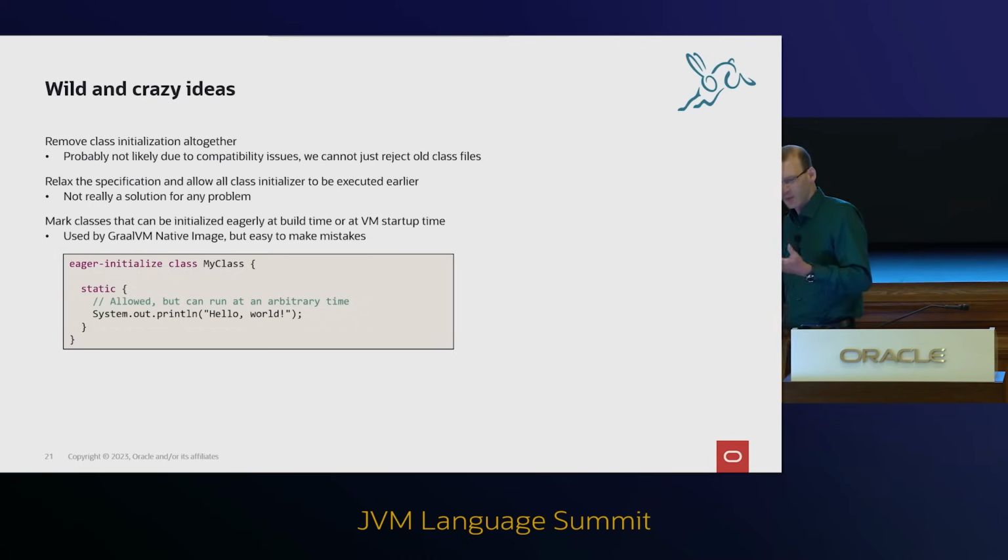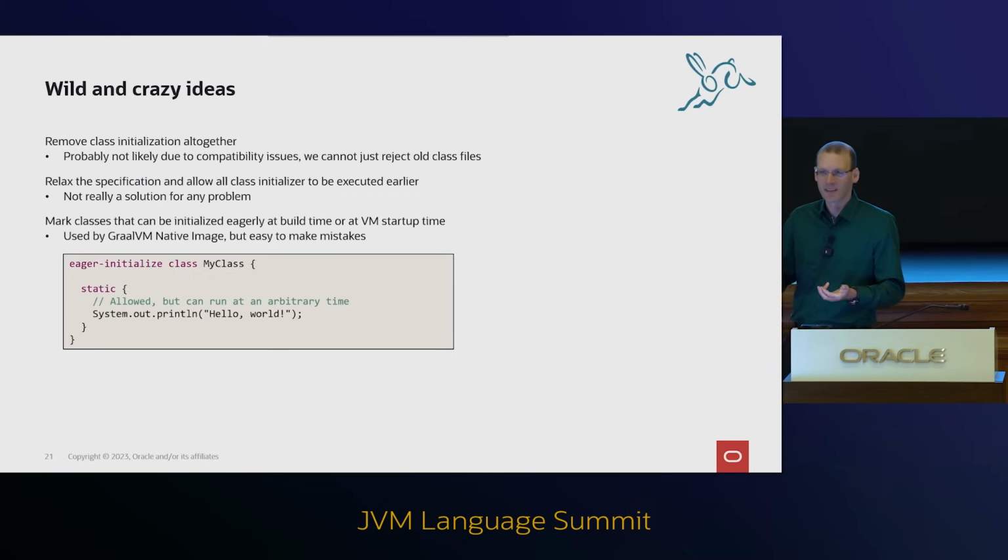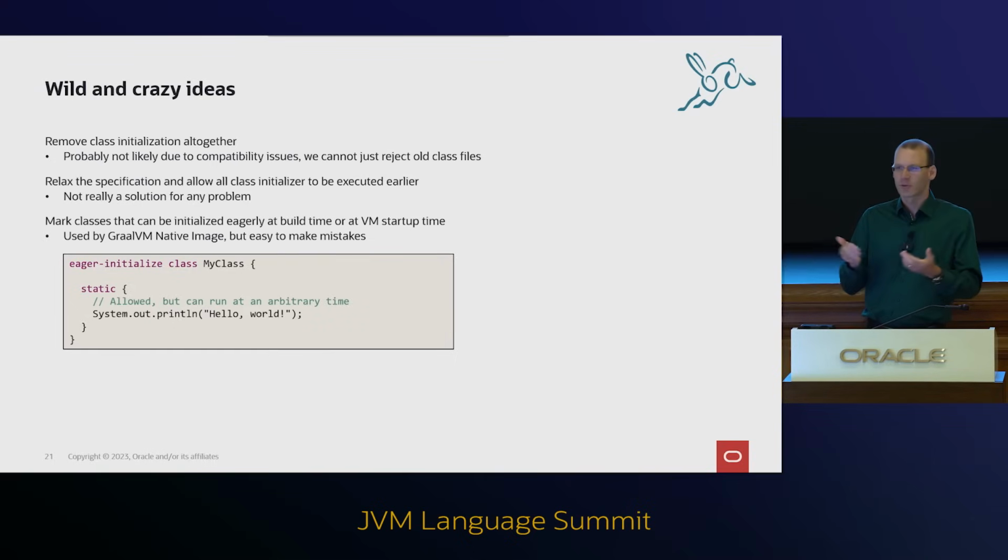One thing that we settled on in GraalVM native image is that we have a flag on classes marking them explicitly as eagerly initialized. In GraalVM native image terminology, it's called initialize at build time. The good news is that it works, because we're using it in production. The bad news is it's very easy to make mistakes. You can mark a class as eagerly initialized, and that class does a System.out.println, and we just need to trust the programmer and the user that they know what they are doing.